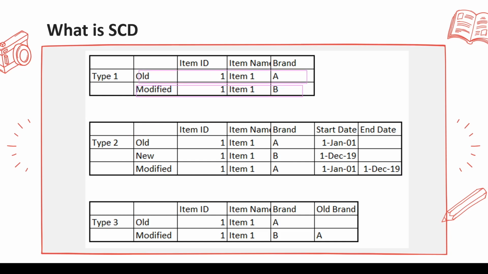Now in type 2, the old record again was the same: item ID 1, name is item 1, brand is A, the start date was this, and there is no end date initially. But later on, when we modified it, the first record got an end date and the second record started with a new start date, and there is no end date. No end date means this is the latest record. In type 3, the old record is again the same, but in the modified record, you still have one record, with the new value as B and the old value as A.